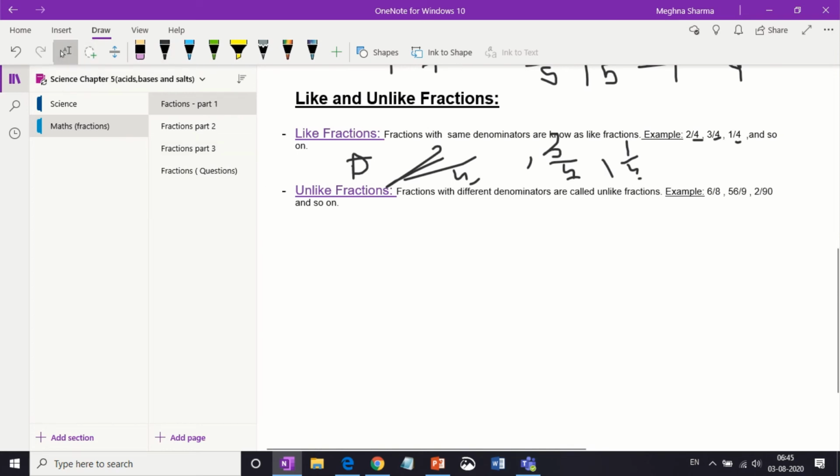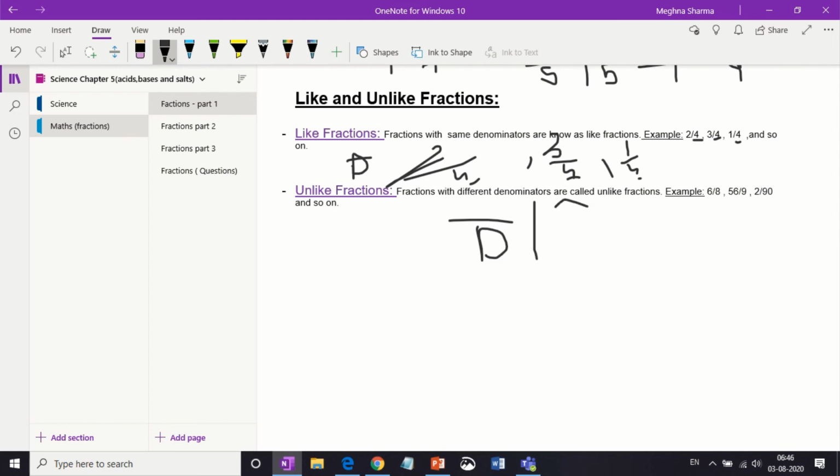Now, unlike fractions: fractions with different denominators are called unlike fractions. Example, 6 by 8, 56 by 9, 2 by 90, and so on. In unlike fractions the denominators will be different, not the same. And this also we cannot tell for one fraction. Like and unlike are told for two or more fractions.